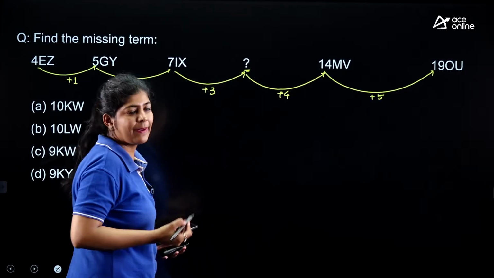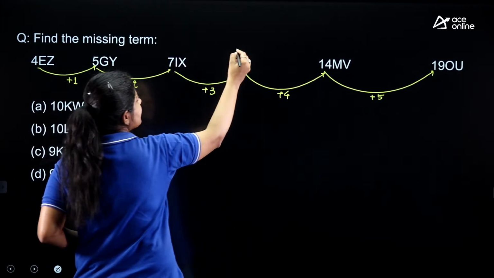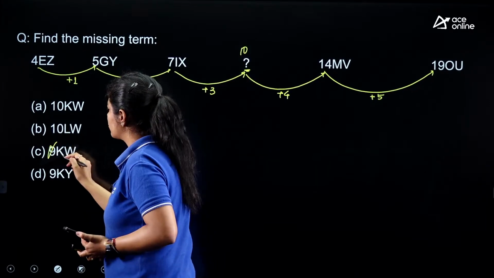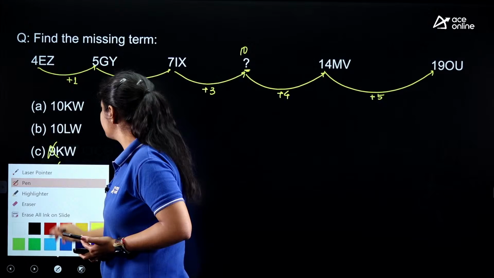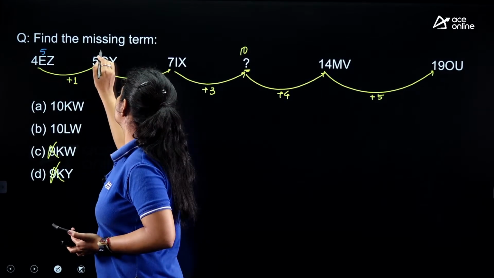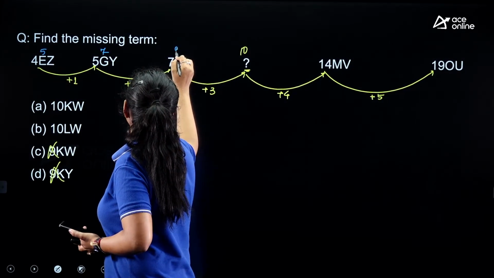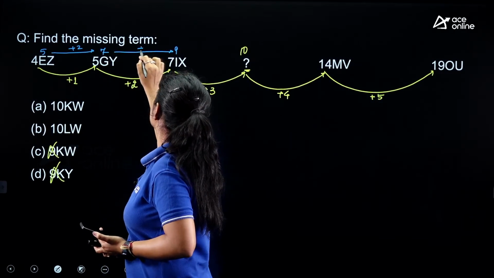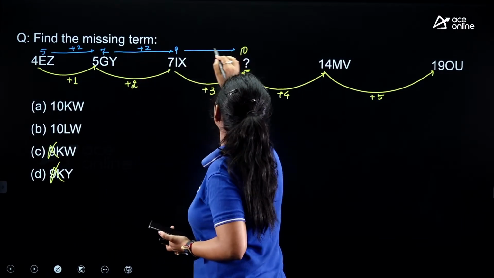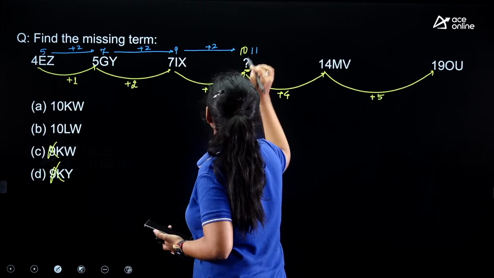That means I got one pattern, and if I add 3 to 7, I'll get 10, right? So these two options are eliminated. Now with the alphabets, E5, G7, I9, there's a gap of plus 2. Here also there's a gap of plus 2. That means again I need to add plus 2 and it will become 11.